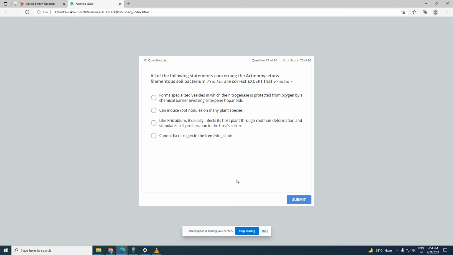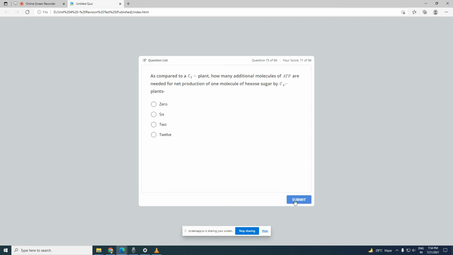So which is the right one? Option D can induce the root nodules on many plant species. The right answer. The 75th question.